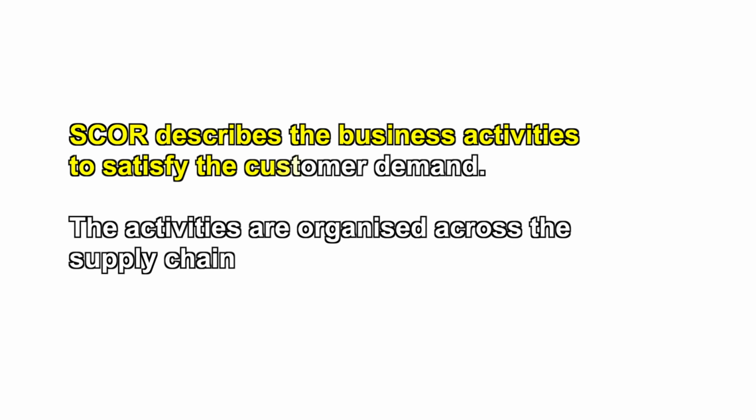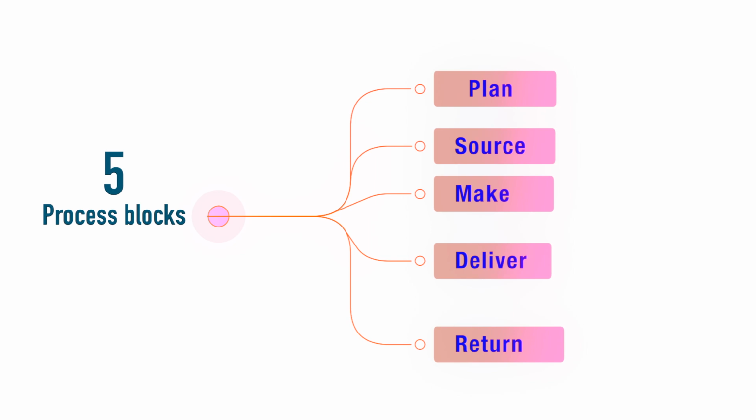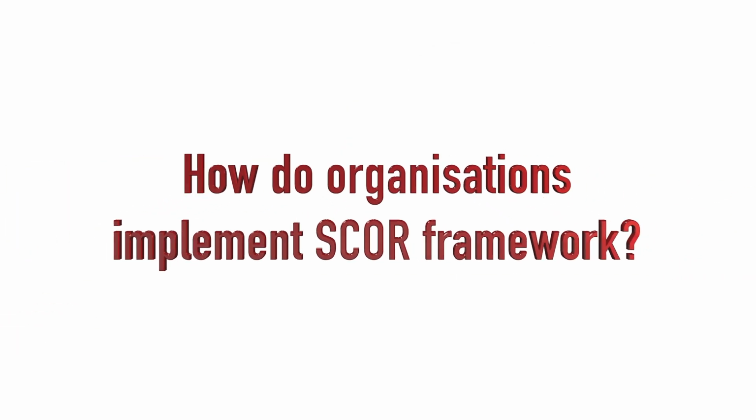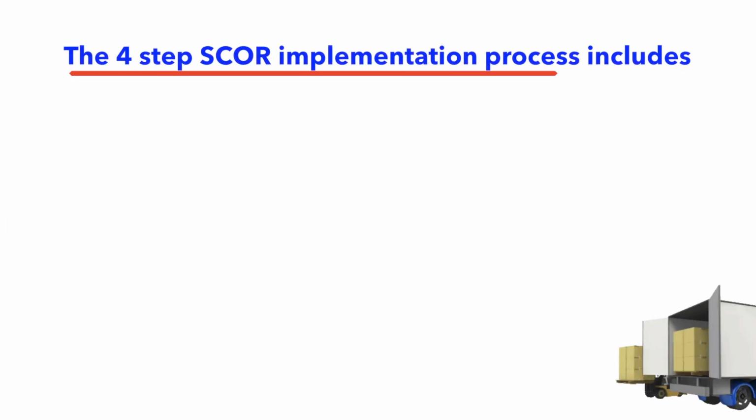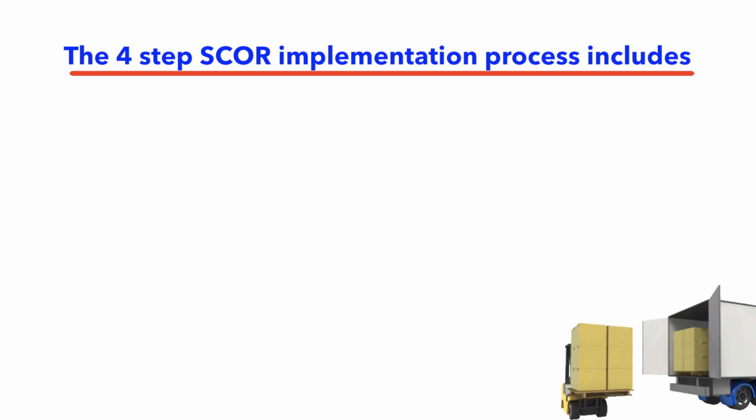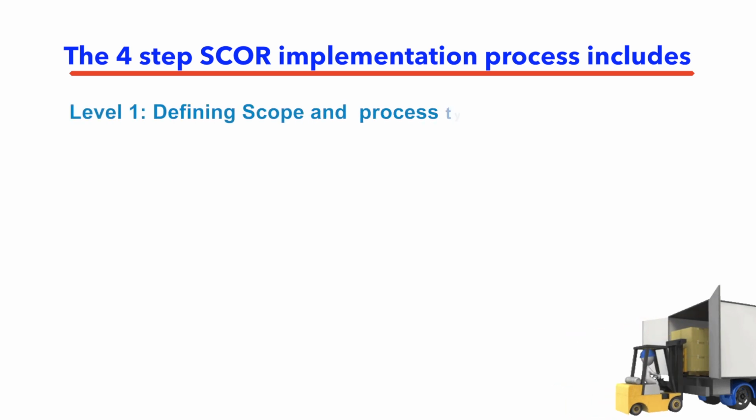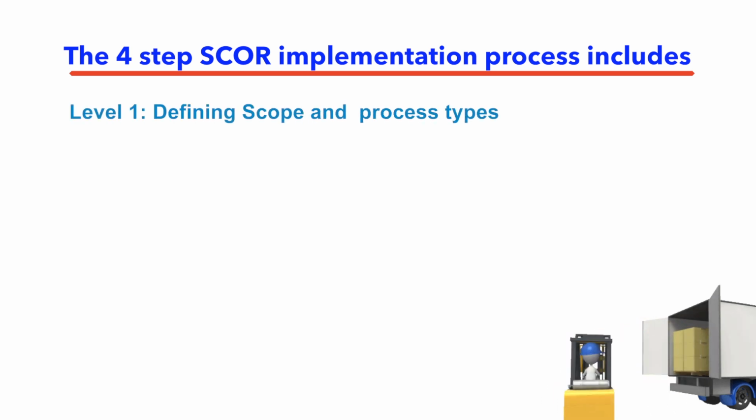SCOR describes the business activities to satisfy the customer demand. The activities are organized across the supply chain around the 5 process blocks, namely plan, source, make, deliver and return. How do organizations implement the SCOR framework? The 4-step SCOR implementation process includes Level 1, defining scope and process type.